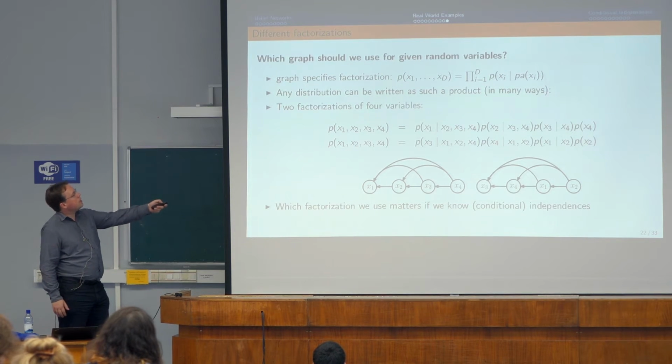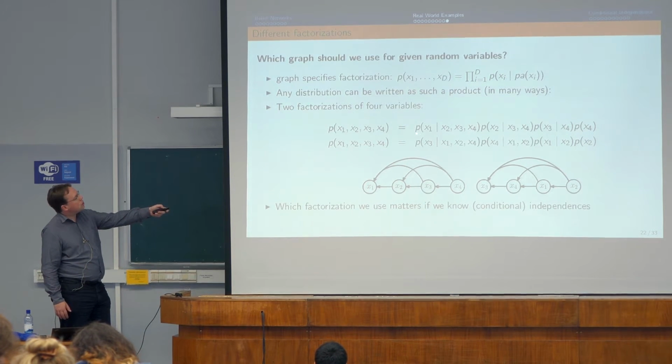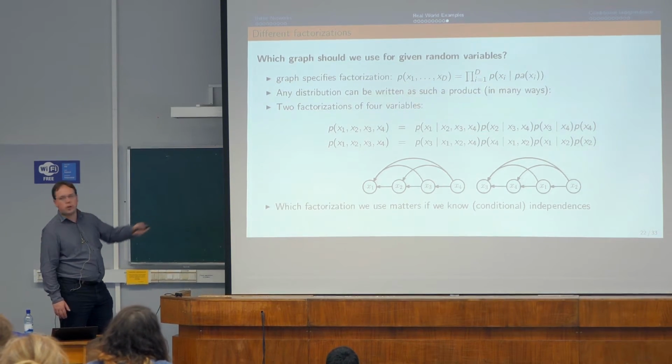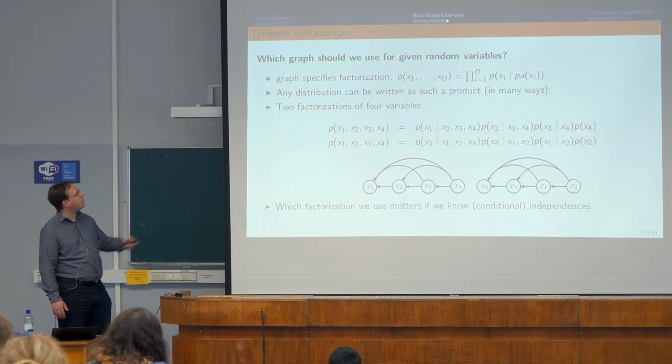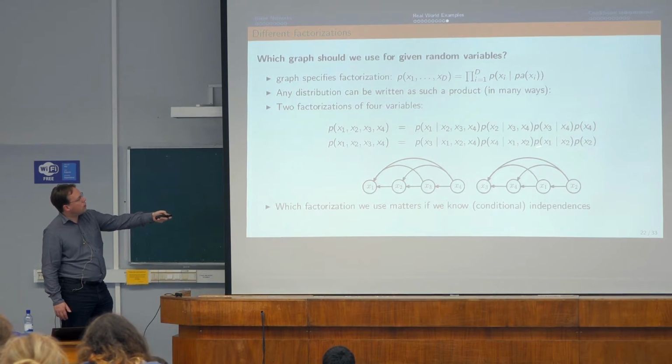So in fact, here are two different factorizations of the same distribution. One is where you start with x1, then you condition on these three, then you put x2 conditioned on the remaining ones, x3 on the remaining one, and x4. This is completely equivalent. Every distribution that can be written that way can also be written that way. That's what we saw in the beginning. We can also choose a slightly different order: x3 conditioned on x1, x2, x4, and so on. Again, this is a completely identical way of writing this thing.